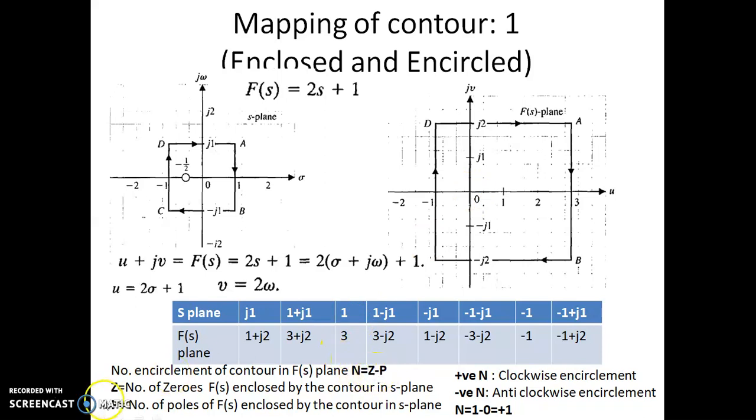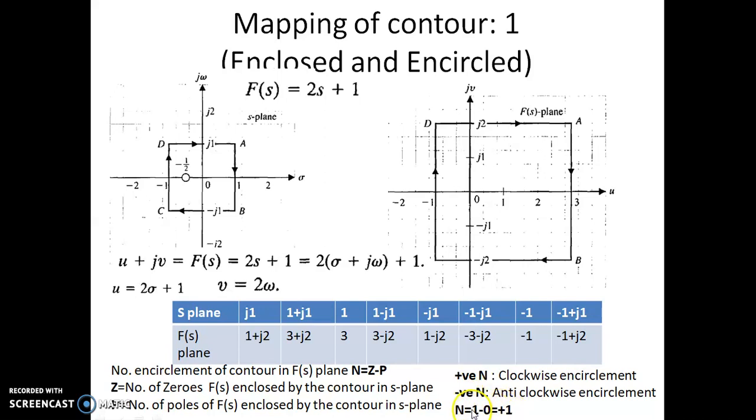So what is this Z? This Z is nothing but the number of zeros of f of s enclosed by the contour in the s plane. So in this particular example, there is a 0 which is enclosed by this contour, so Z becomes 1. Whereas P is the number of poles of f of s enclosed by the contour in the s plane. Since I don't have a pole, that value of P is equal to 0. So in this particular case, N is equal to 1 minus 0, which is equal to 1.